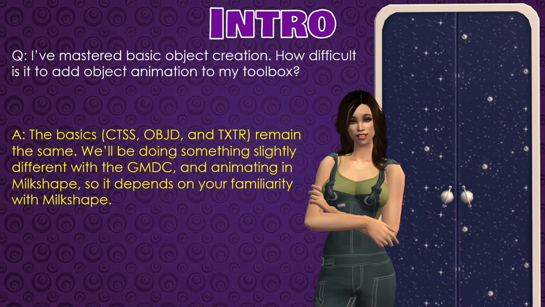I've mastered basic object creation. How do I add object animation to my toolbox? Well, the basics of creating an animated object are exactly the same as for a static object. You modify the CTSS, the OBJD, and the TXTR exactly the same. The only difference is the GMDC. We essentially have to export it, import the mesh into the 5GD and Milkshape, assign it to the joints, export it from Milkshape, and re-import it into SimPE.